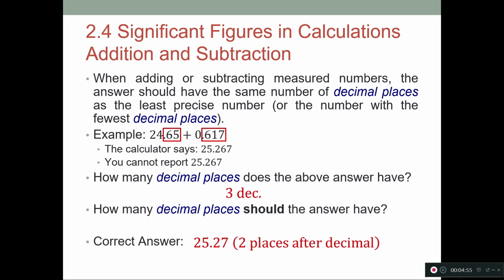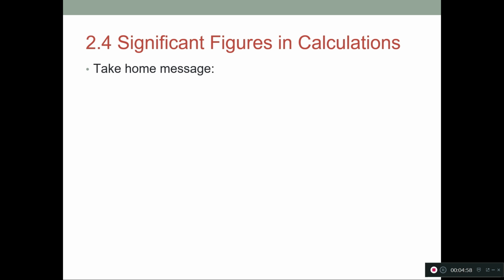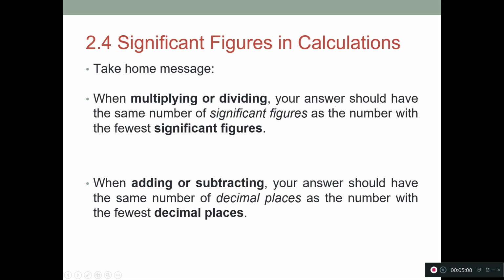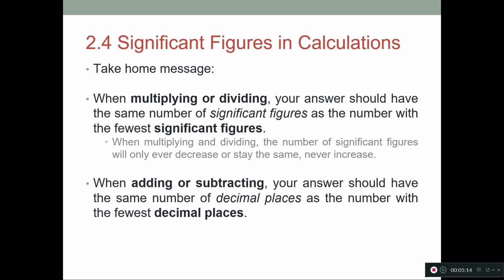and that means our answer should only go to 2 decimal places. And so the take-home message for this is that when multiplying or dividing, your answer should have the same number of significant figures as the number with the fewest significant figures. And when adding or subtracting, your answer should have the same number of decimal places as the number with the fewest decimal places. And also, when multiplying and dividing, a good rule of thumb is that the number of significant figures that you will have in your answer will never increase, but will only ever decrease or stay the same.